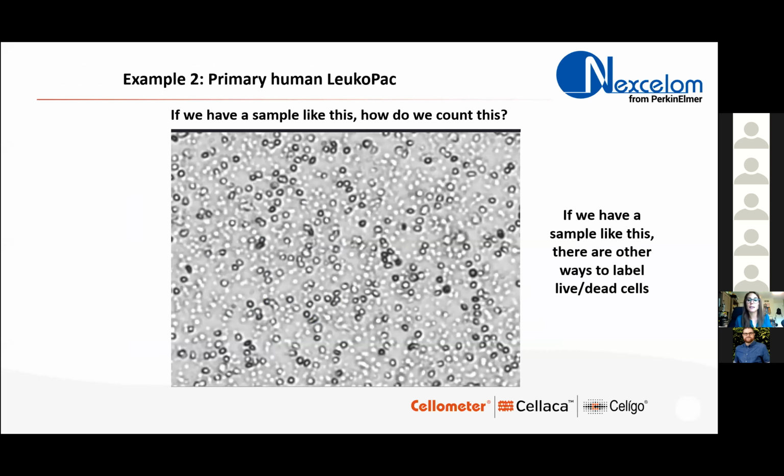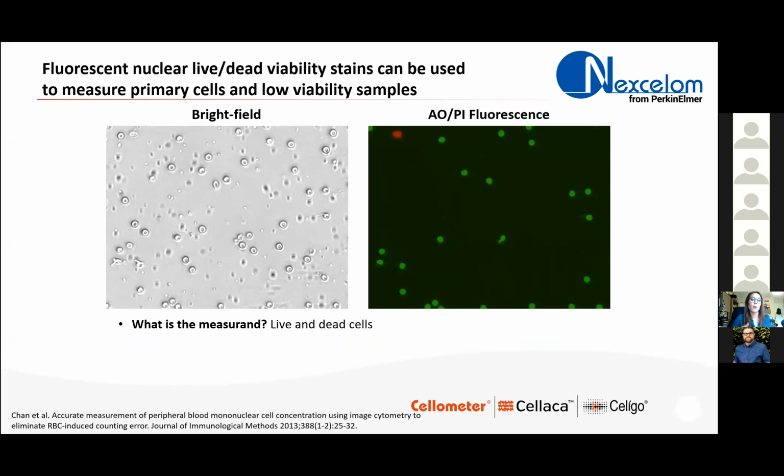Now, if we move into this next example and we have a human leukopak sample, are we going to use trypan for this? Some people may, but there are other better fit for purpose methods to assess something like this. A leukopak is going to have PBMCs, it's going to have residual red blood cells, it's also going to have platelets in there. So we have actually more accurate nucleated cell-based viability stains. Here we can use acridine orange and propidium iodide to assess viability.